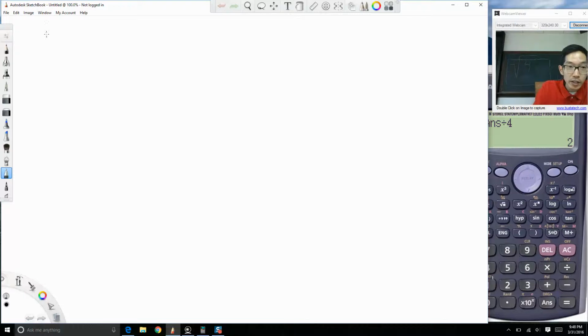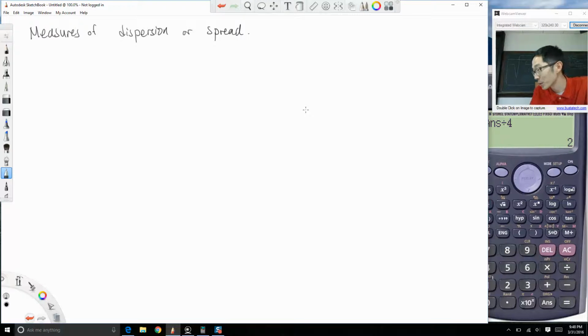Okay, let's now talk about measures of spread, or measures of dispersion. Hang in there, we're almost at the end of class here. So spread, or dispersion, is the concept of, are the values similar to each other, or are they quite different from each other?